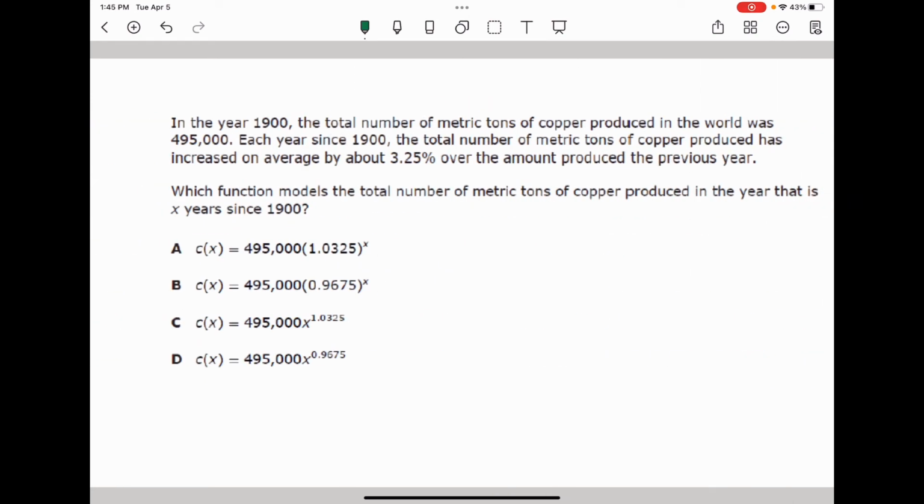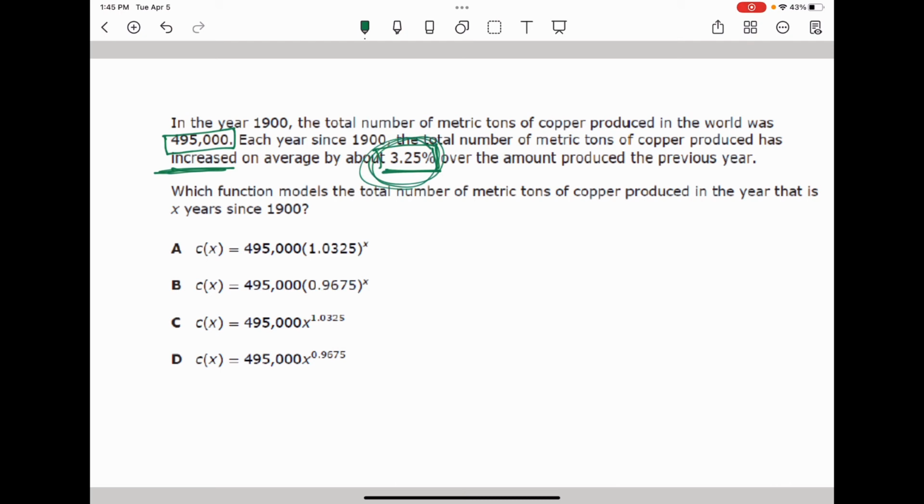So this problem says that in the year 1900, the total number of metric tons of copper produced was 495,000. Each year since 1900, the total number of metric tons of copper produced has increased by about 3.25% over the amount produced the previous year. Which function models the total number of metric tons of copper produced in the year that is X years since 1900? So once again, here's your big red flag.